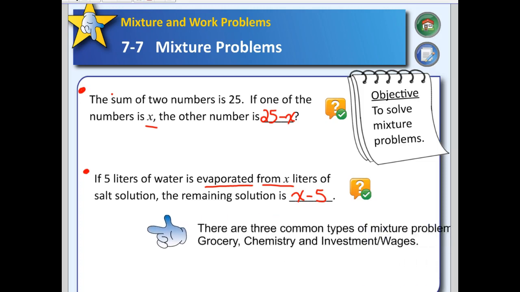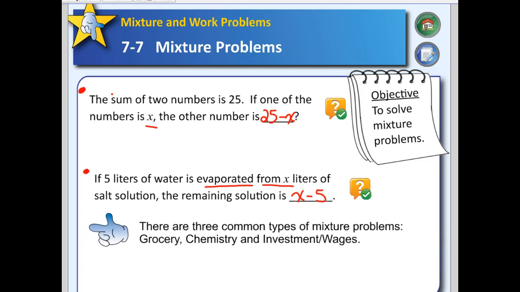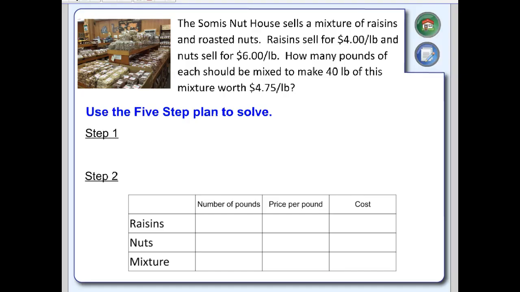Now, as we start this idea of mixture problems, we're going to see that there's 3 different kinds. We have grocery problems. They're pretty easy and straightforward. We have chemistry problems, probably the easiest ones, and then investment or wages. They're kind of long and drawn out. So we're going to try and do 4 story problems, one of each, and we're going to see how to set them up and get the job done. So let's go ahead and look at our first story problem, okay? And again, this is going to be a grocery problem.